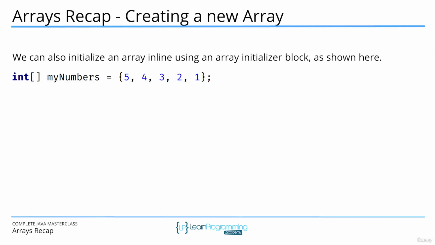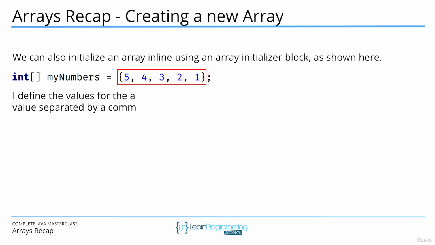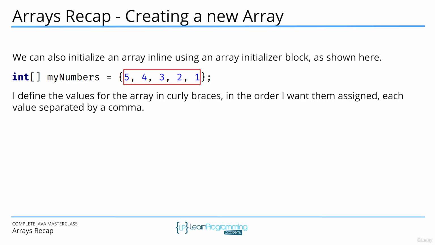We can also initialize an array in line using an array initializer block as shown here. In this example, I've got int, left and right square brackets, numbers equals, and I've got left and right curly braces with the numbers 5 down to 1. Notice that I define the values for the array in curly braces in the order I want them assigned, each value separated by a comma.